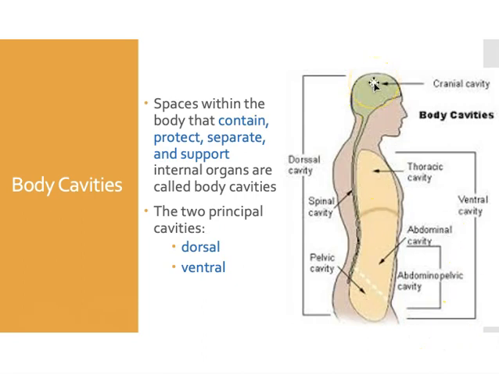In this picture, the dorsal cavity is shown in green. You can see that that cavity holds both the brain and the spinal column. The ventral cavity, in comparison, holds all of the internal organs in the rest of the body. Now, the ventral cavity is subdivided into the thoracic cavity, the abdominal cavity, and what we call the abdominopelvic cavity. We'll talk about those next.